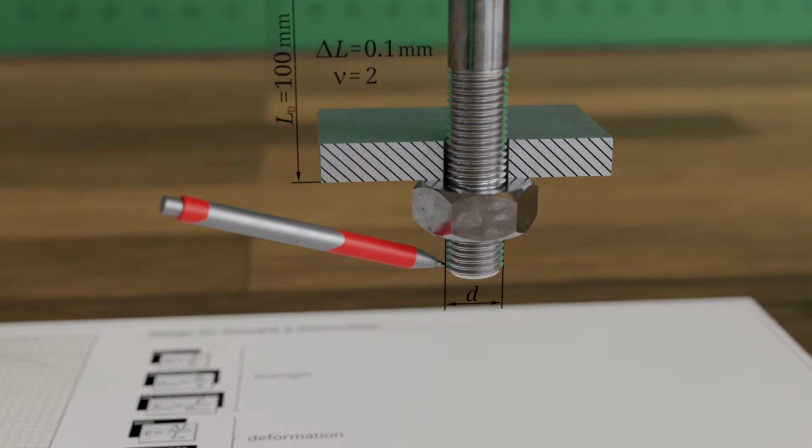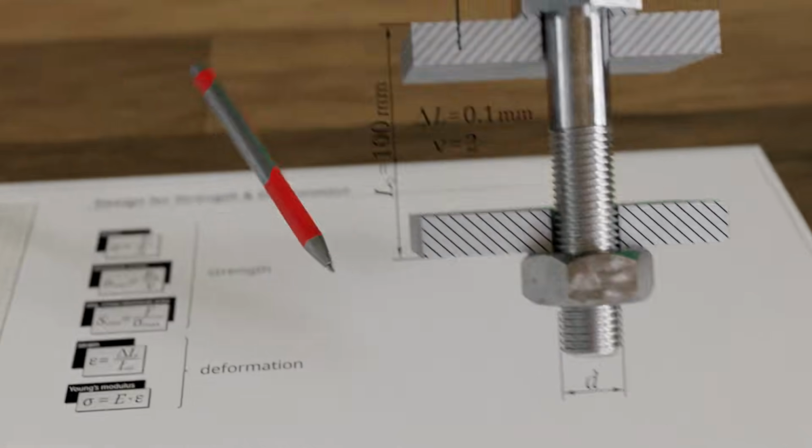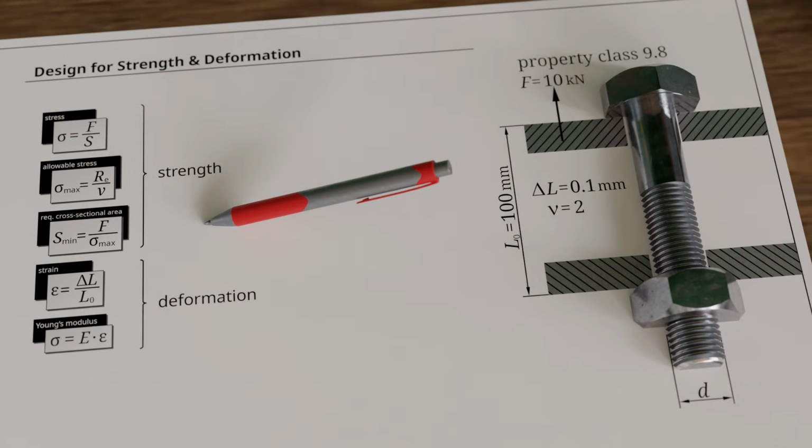In this case, 2 criteria must be satisfied. Permanent deformation must be prevented with appropriate safety, and the specified maximum elongation must not be exceeded. Dimensioning therefore follows both strength and deformation criteria. First, we determine the maximum allowable stress that prevents permanent deformation.